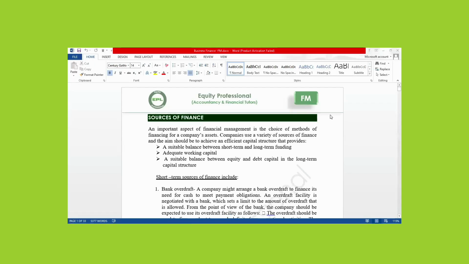That is business financing, or what we call sources of finance. We started this class last week. We are looking at the various methods of financing business activities.